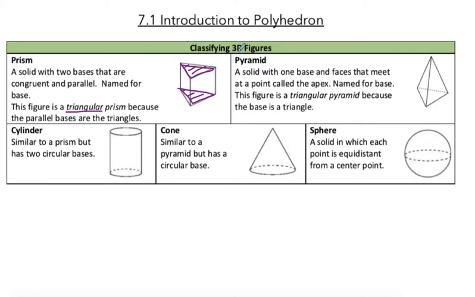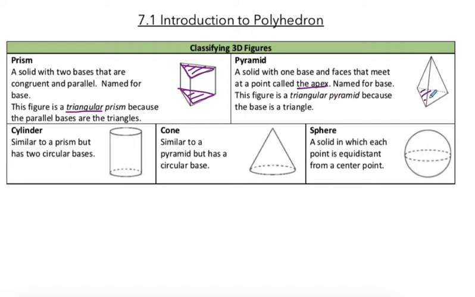If we only had 1 base, this would become a pyramid. A pyramid is a solid with 1 base and then triangular faces that meet at a point called the apex. The very tip top has a special name, just like in a triangle or a quadrilateral or a pentagon, we talked about having vertices. Now we have vertices, but a special one called an apex. These are also named for the base. So this figure is now a triangular pyramid because the base is a triangle.